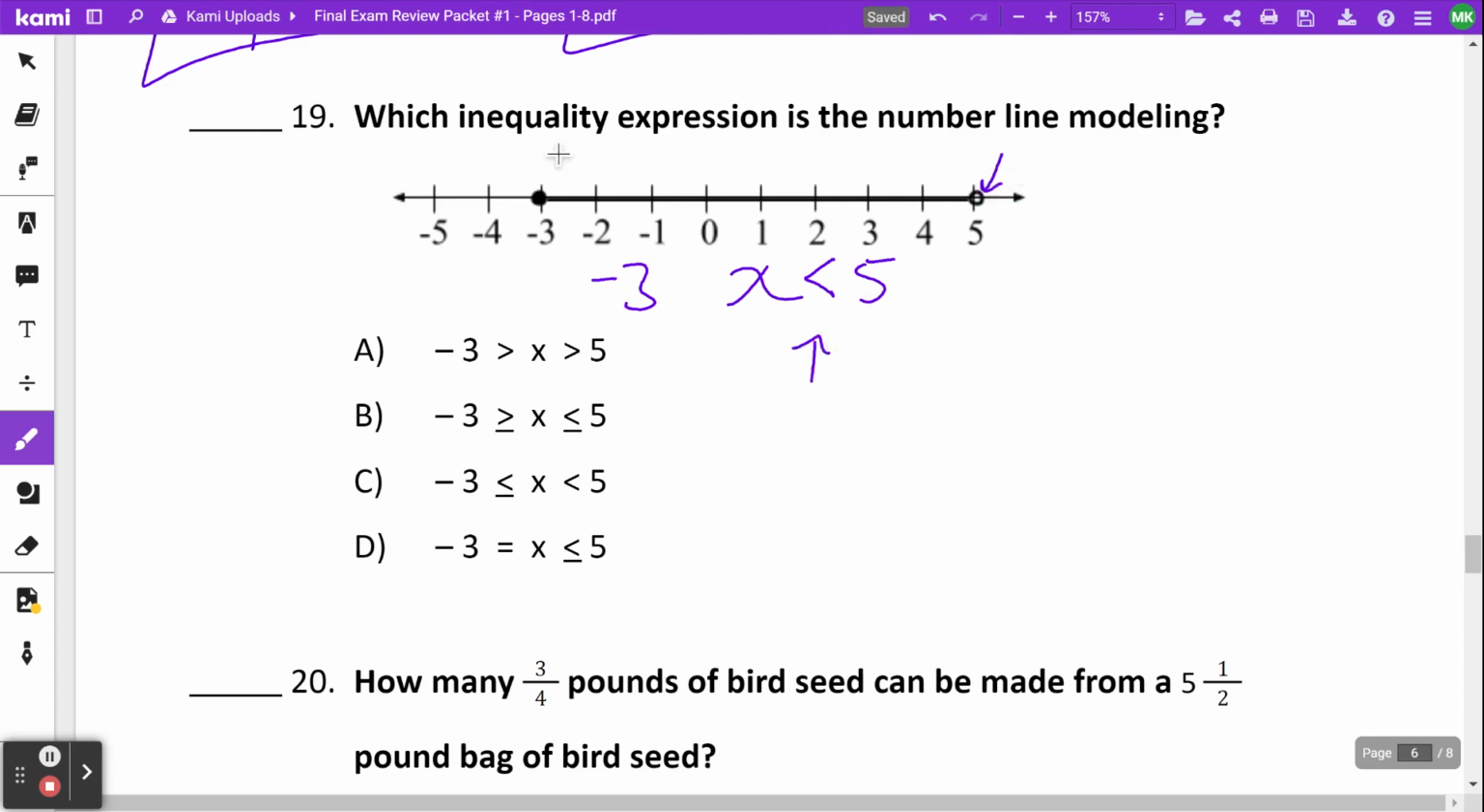That's good. But this guy is filled. So x is going to be greater than -3 or equal to it, right? So it's a filled up circle, or equal to. So I need that guy right there. Now remember, I always read inequality starting with the variable. So from the x, I say x is less than 5, and then x is greater than -3.